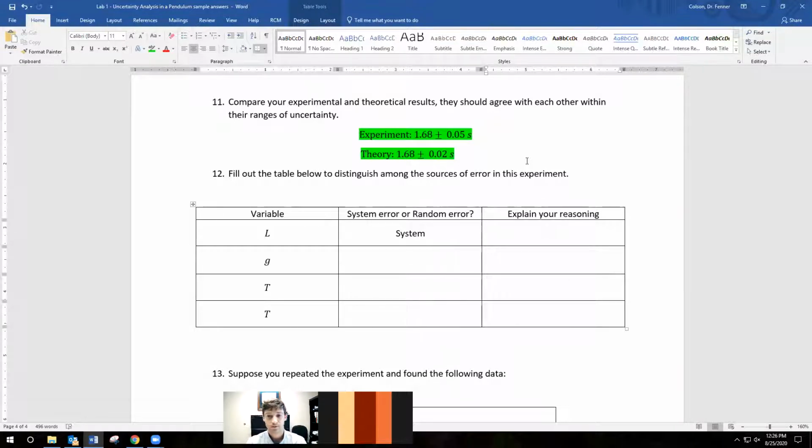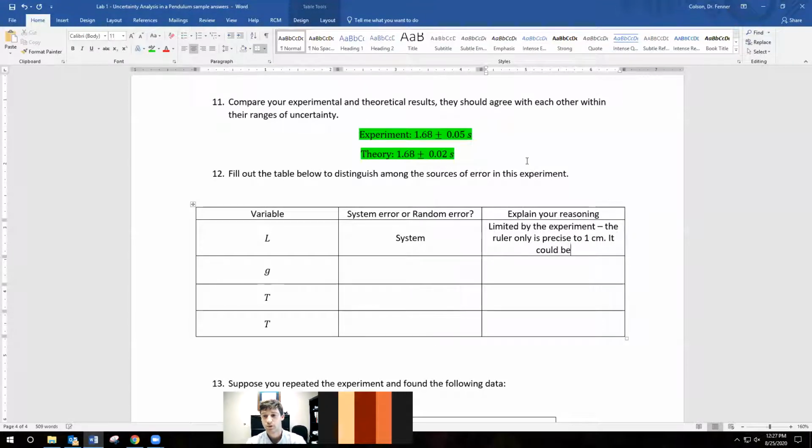The length can't be measured any more precisely than 1 centimeter because that's the limitation of the measuring device itself. So it's limited by the experiment. There's something about the experiment that could be improved in order to get rid of that uncertainty. The ruler is only precise to 1 centimeter, so it could be improved.